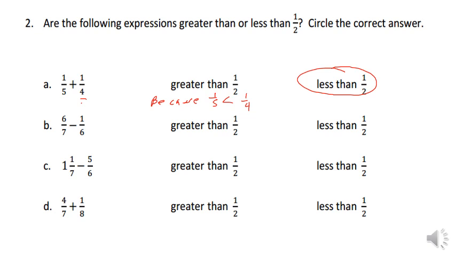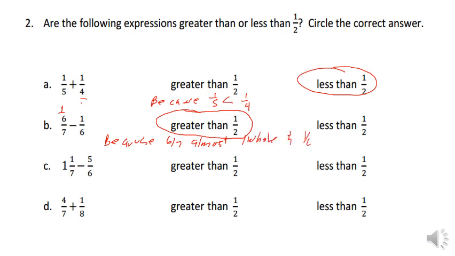On B, we can see that 6/7 is almost 1 whole. 1/6 is less than 1/4, so I know that when I subtract it, it's going to be greater than half. And that's because 6/7 is almost 1 whole, and 1/6 is less than 1/4.